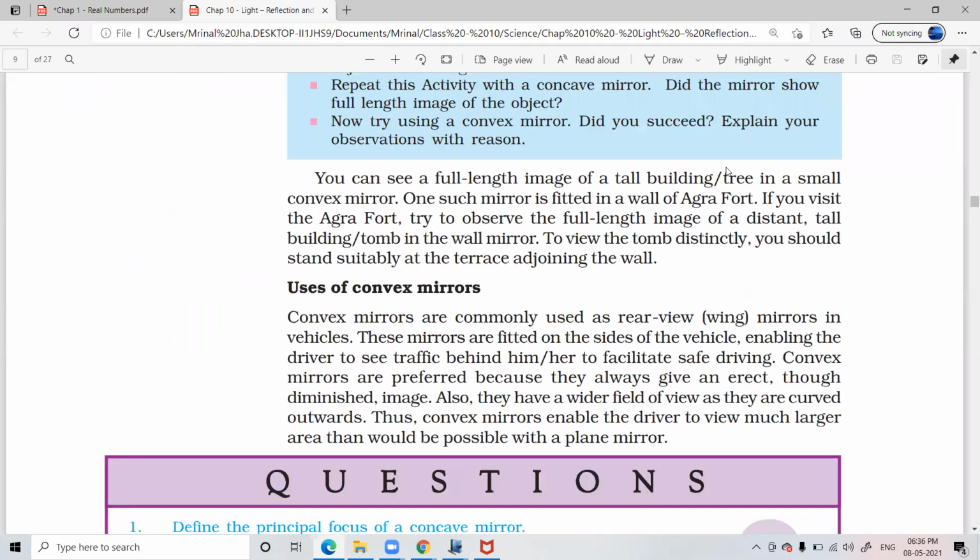Sir, I have a doubt, sir. Yes, tell me. Sir, what kind of mirror do dentists use? Dentists would also use this mirror. What is it called? Concave mirror.